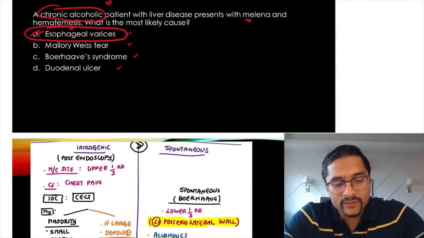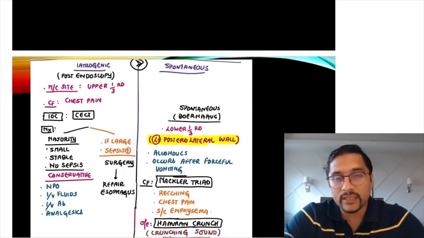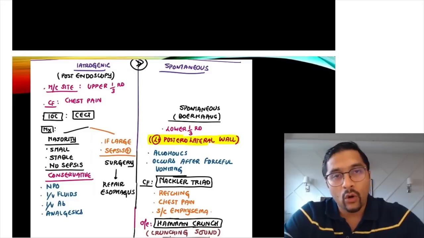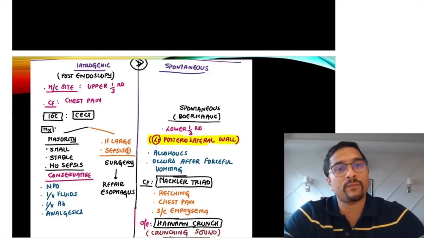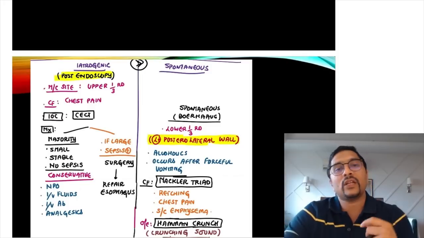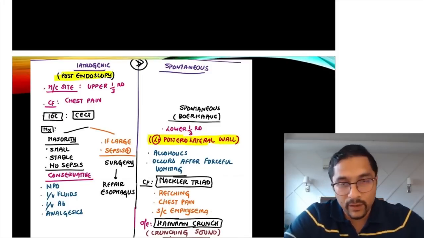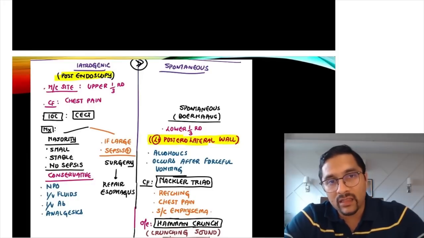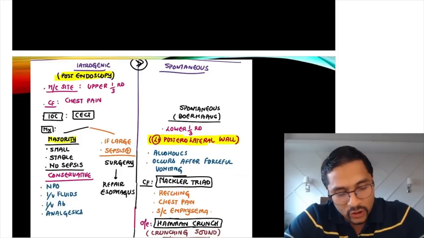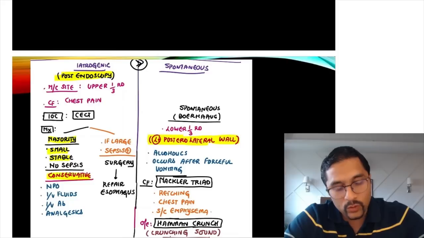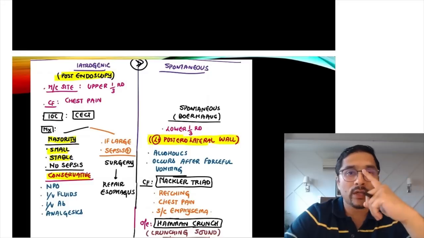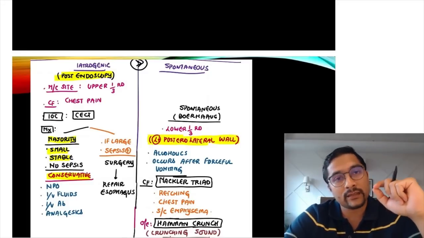Now, Boerhaave syndrome is perforation, right? So esophageal perforation can be of two types. You can either have iatrogenic perforation or spontaneous esophageal perforation. Iatrogenic perforation is after endoscopy. You do an endoscopy and the esophagus perforates. This is more in the upper 1/3, and usually these patients are stable and they don't require surgery. So the majority are small stable perforations. You do conservative management in these patients. That means you will make the patient nil per oral, give IV fluids, IV antibiotics and analgesics.